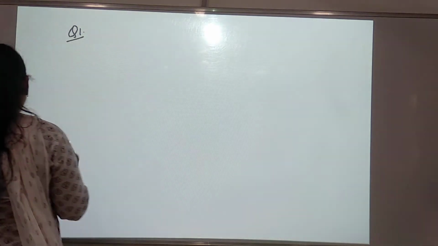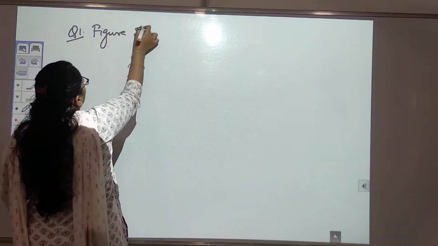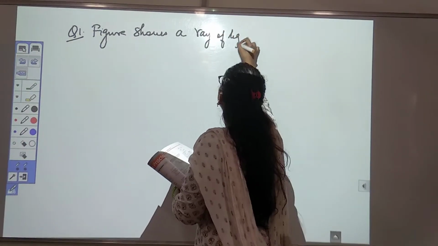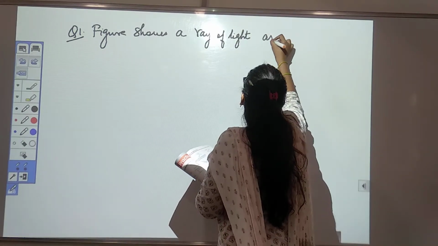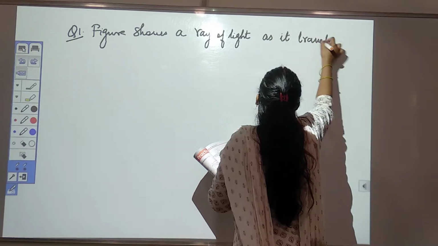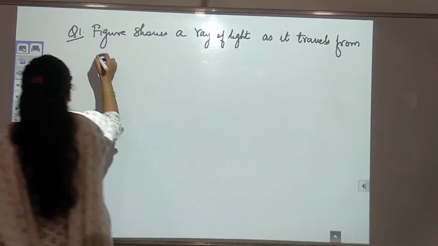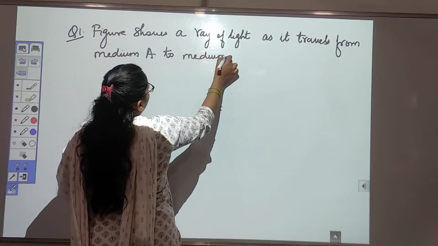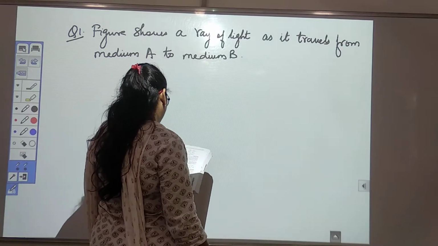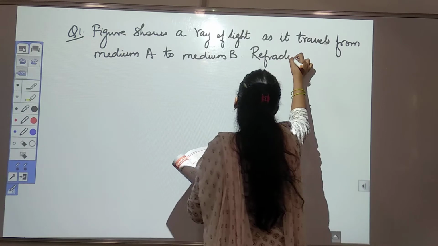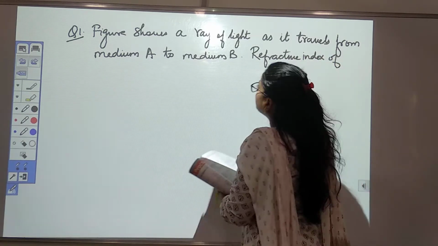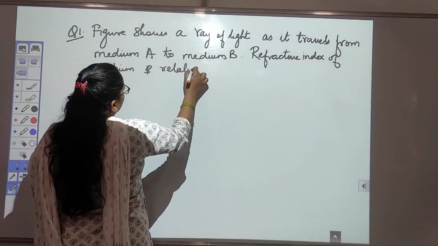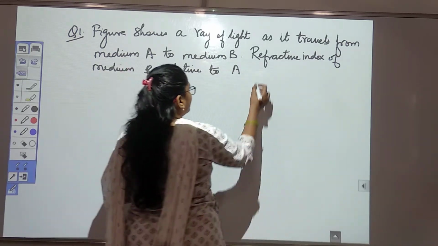Okay, the question is: figure shows a ray of light as it travels from medium A to medium B. Refractive index of medium B relative to medium A is, okay, so this is a question.